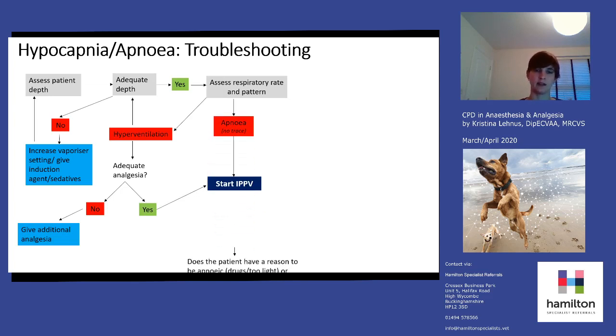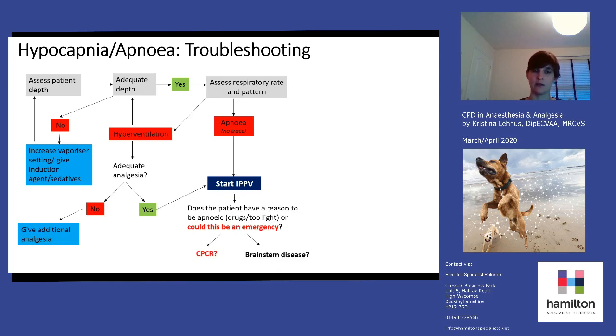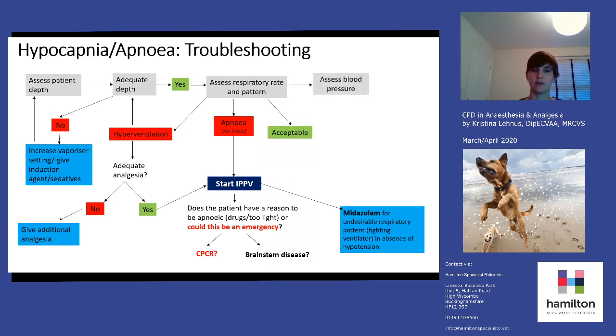If the animal is apneic, then clearly we're going to start IPPV, but we also need to take into consideration that this might be an emergency. So is this a respiratory arrest that's just preceding cardiac arrest? Does this patient have brainstem disease and therefore no drive to actually breathe? And then if it's an undesirable respiratory pattern, then we're starting the ventilator, and we might have to give midazolam or another benzodiazepine to basically relax the muscle so that we can actually perform the ventilation without the animal fighting against us. If the respiratory rate and pattern were acceptable, we go on to assess the blood pressure.